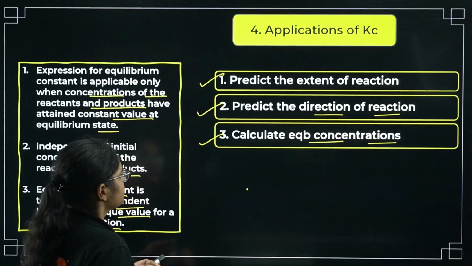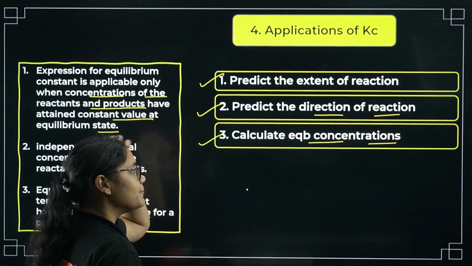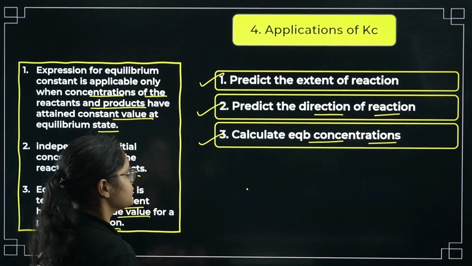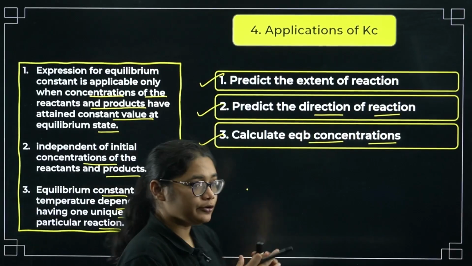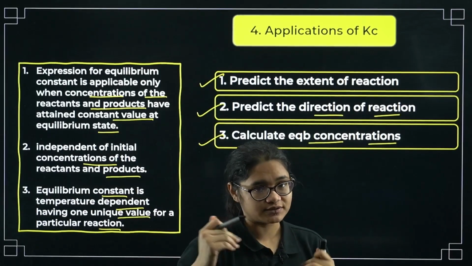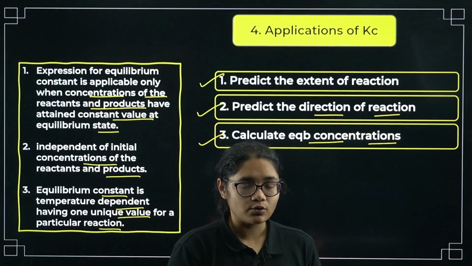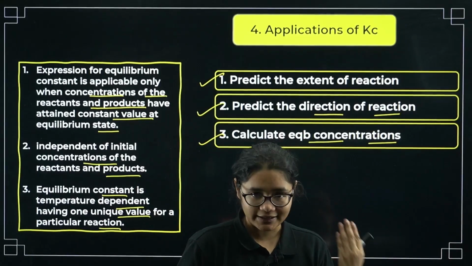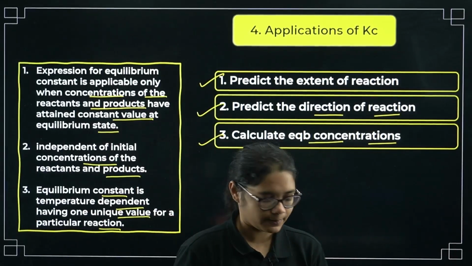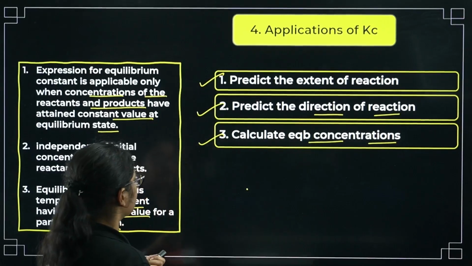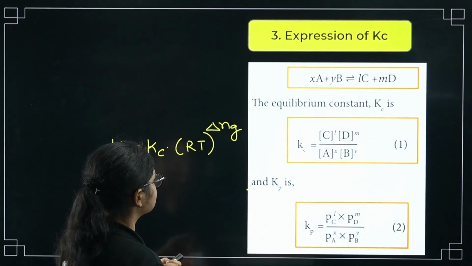Okay, so yes, predict the extent of the reaction. If the K value is very high, that means the reaction is towards the product. If the K value is very low, that means the reaction is towards the reactant. It is not product favorable.